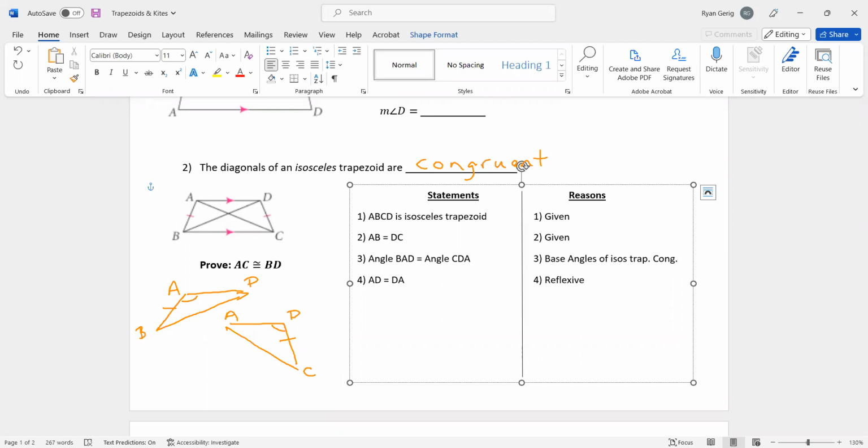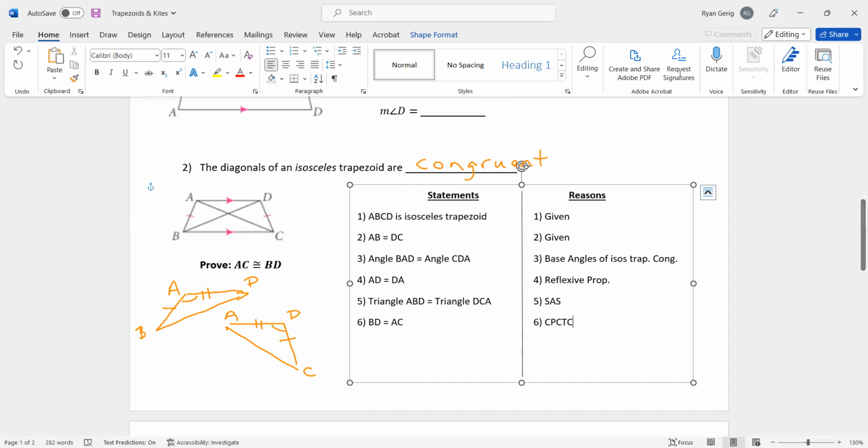That's the overlapping part of those two triangles. AD is in both triangles. So now I can say that the triangles are congruent, right? So triangle ABD is congruent to triangle DAC. No, BCA, by side angle side. Since the triangles are congruent, I could then say that BD is congruent to AC by CPCTC. And I've just proven that in an isosceles trapezoid, the diagonals are congruent.